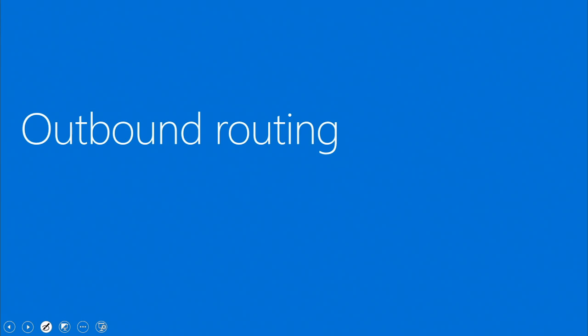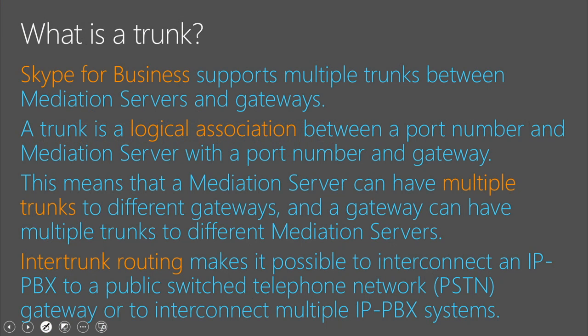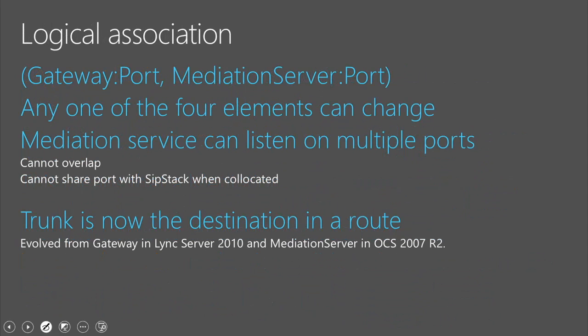Okay. So outbound routing. Call admission control applies mostly to calls that stay within Skype for Business. It is controlling the Skype for Business PSTN call from the client to the mediation server. But once the call is going to leave us, it goes out a trunk. So we have this logical configuration in Skype for Business called a trunk. In the trunk, what we configure is a specific gateway to use, and the port that we want to use on that gateway, and the mediation server and the port.